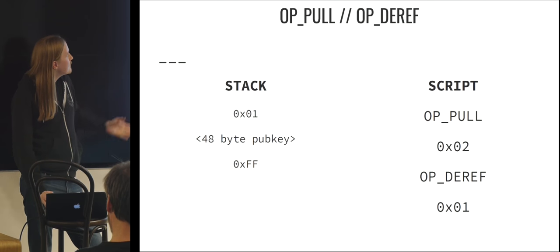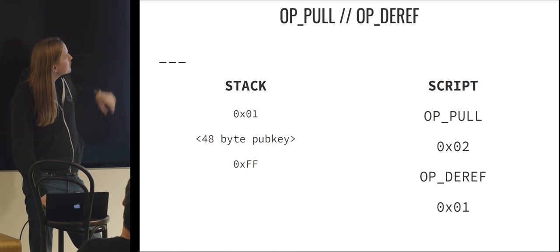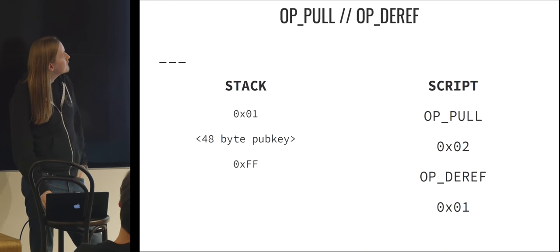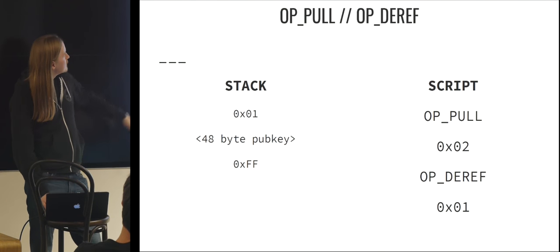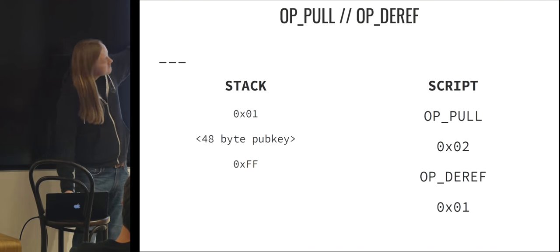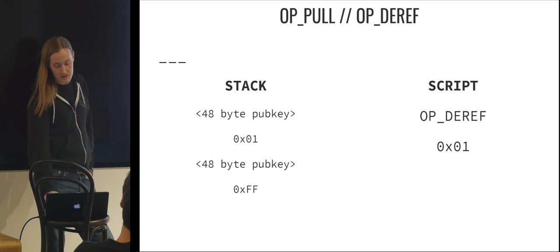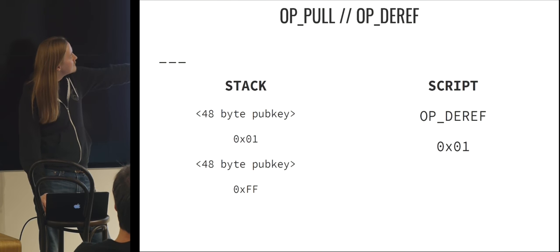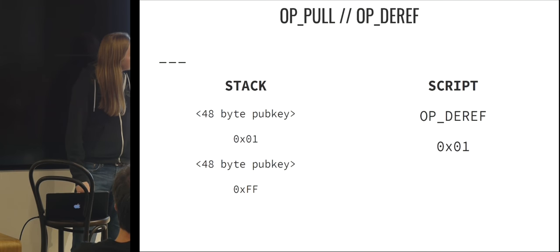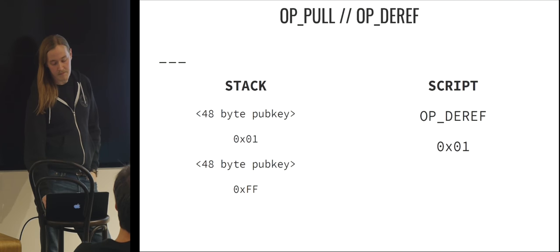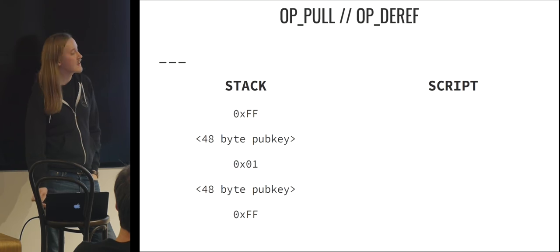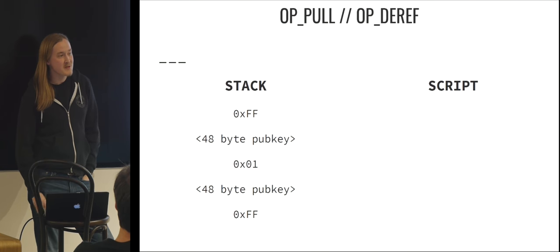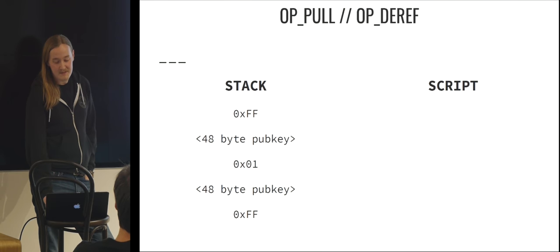All right, so here's an example. If we have this stack set up on our left, we have the script on our right, we're going to pull the item at index 2. So we're going to count from the top of the stack down to this 48-byte pub key, and we're going to copy it to the top of the stack. Then we have deref at 1, so we're going to count from the bottom of the stack, the first item, and copy it to the top of the stack. It's just an easier, better way of doing all of Bitcoin stack management.